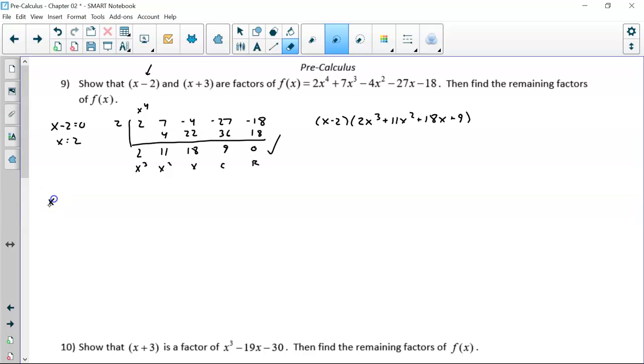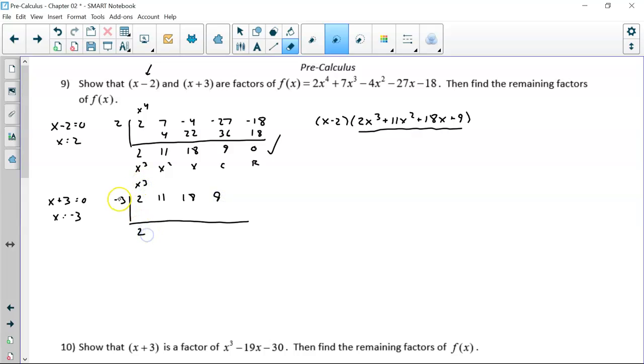Now I'm going to use my x plus 3. Set that equal to 0, and x equals negative 3. So on the outside, I'm going to put my negative 3. And on the inside, I'm not going to go back to my original function. I'm going to go back to this slightly smaller function. We're going to keep dividing it. So instead of using the original, I'm going to put 2, 11, 18, and 9. That was my coefficient for x cubed this time.